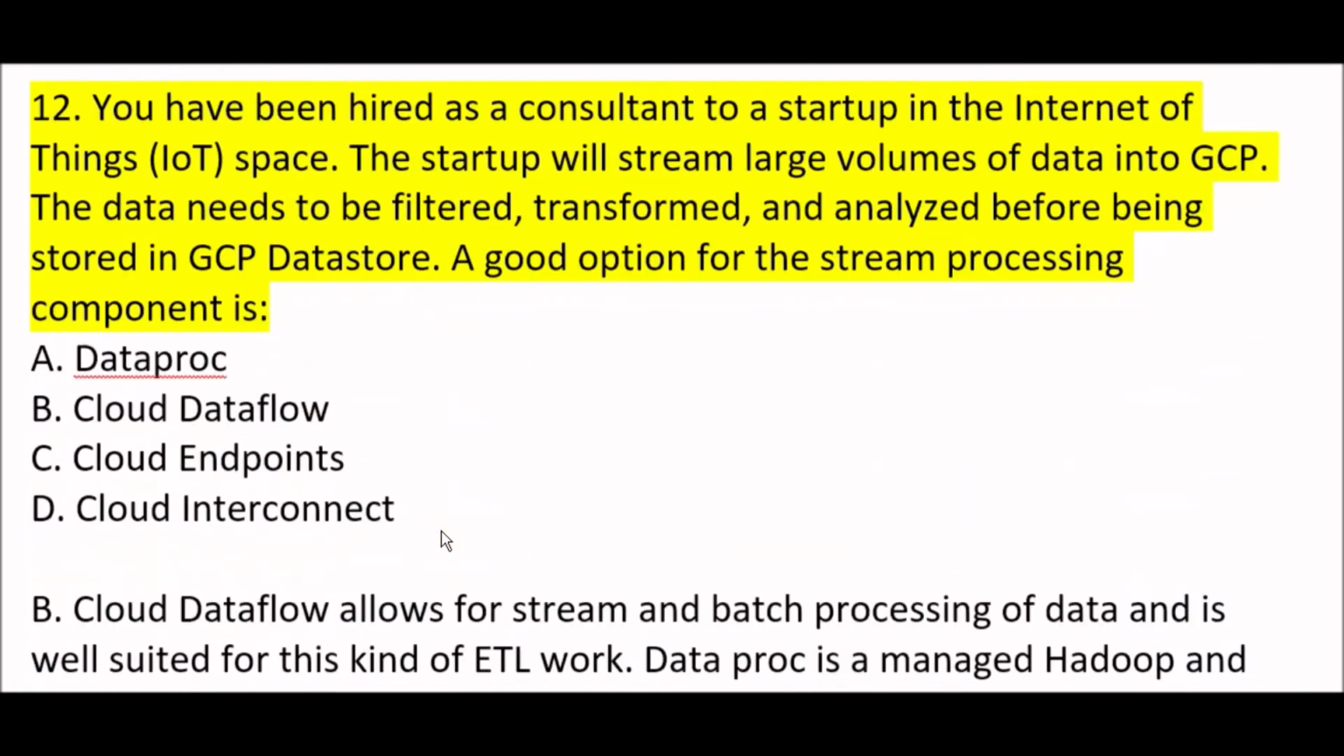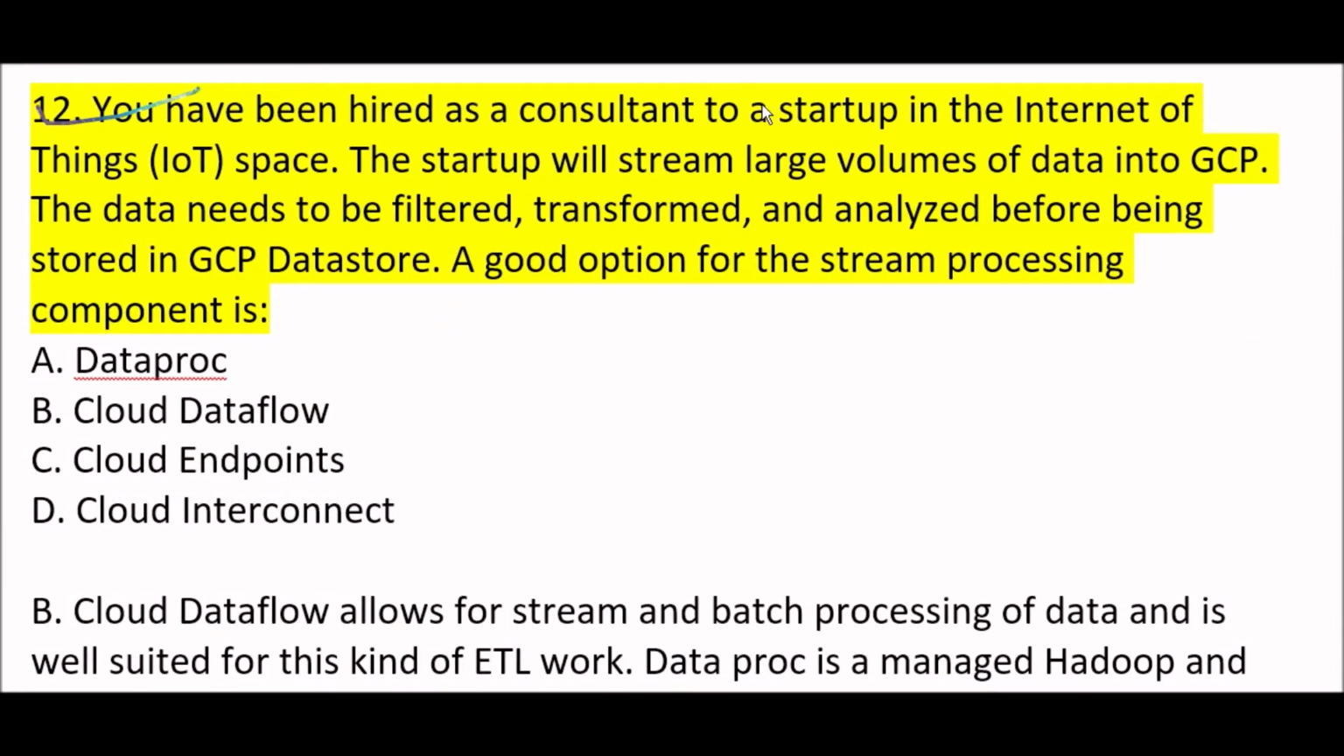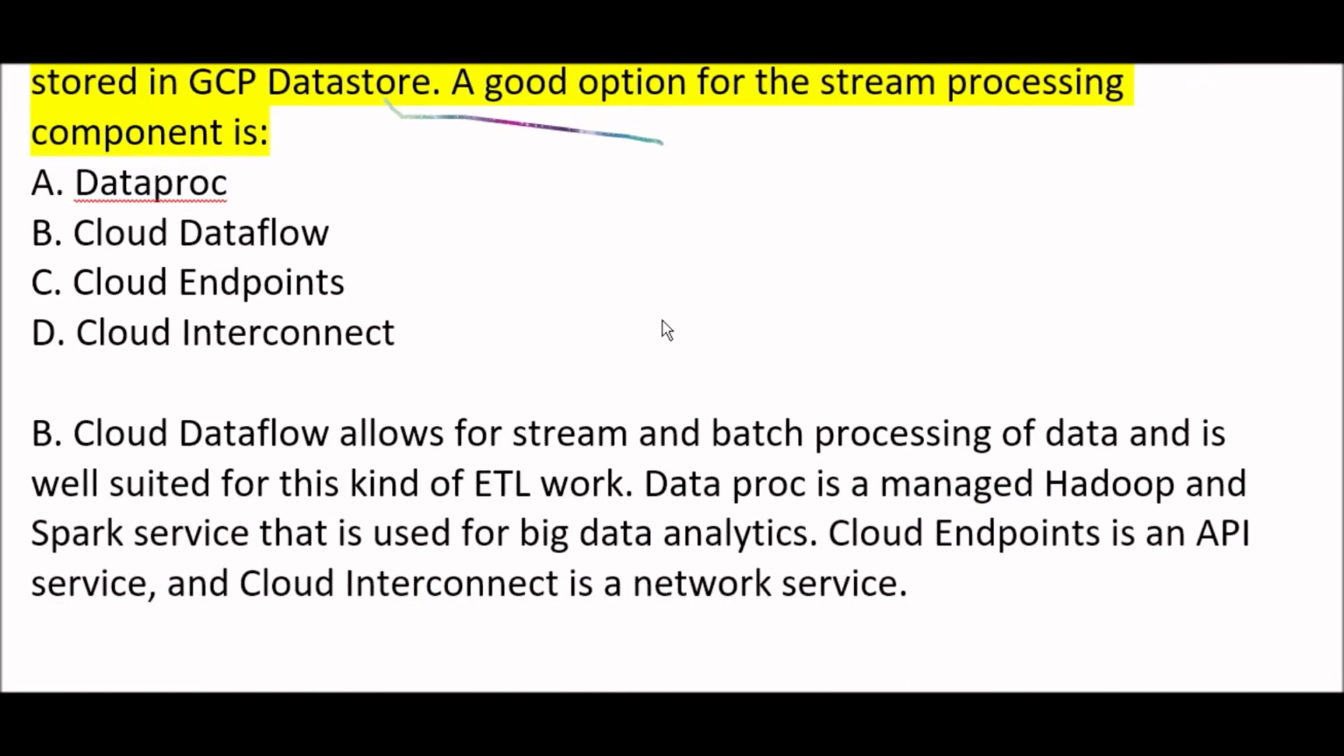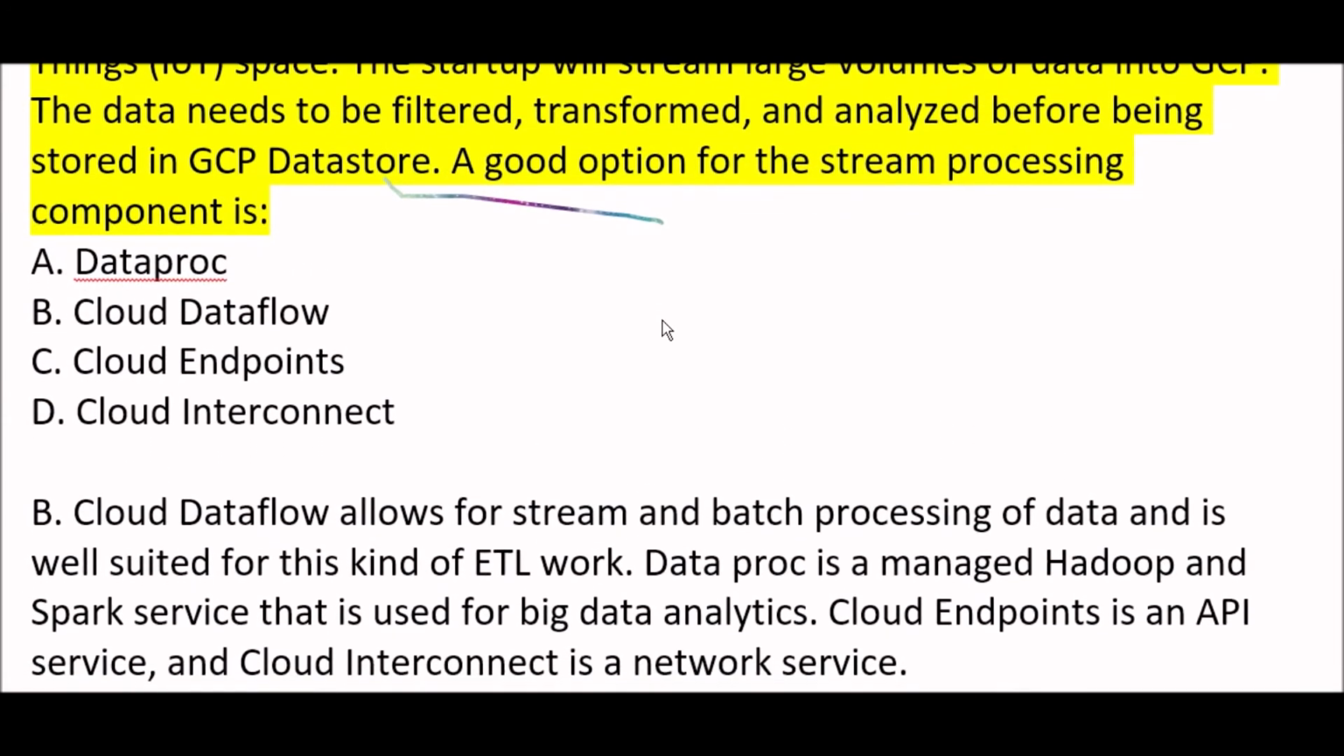Okay, next question. You have been hired as a consultant to a startup in the Internet of Things space. The startup will stream large volumes of data into GCP. The data needs to be filtered, transformed, and analyzed before being stored in GCP Datastore. A good option for the stream processing component is option A, Dataproc, option B, Cloud Dataflow, option C, Cloud Endpoints, and option D, Cloud Interconnect. Right answer here is option B, Cloud Dataflow.